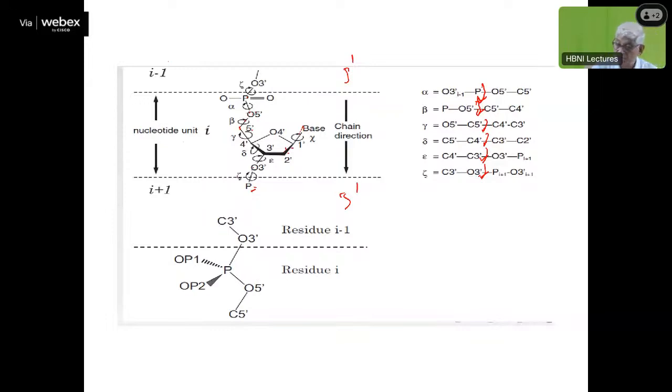This should have been O5'. Yeah, this is it. Should be O5'. This comes down here. See, that is indicated here. Okay, it's in this manner. So that is basically the definition of the individual torsion angles.